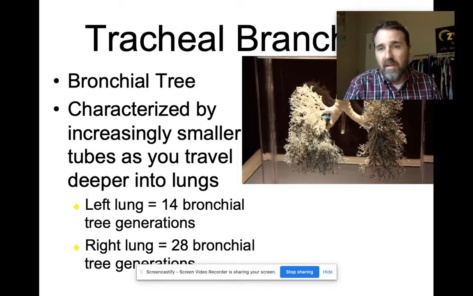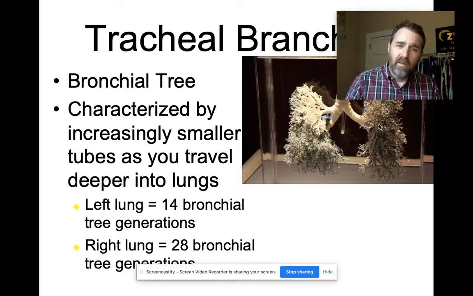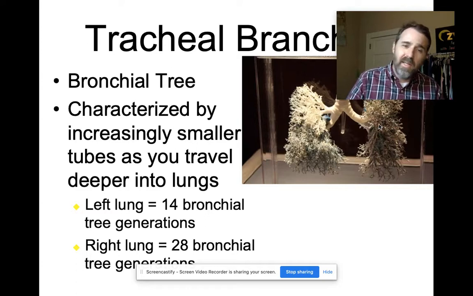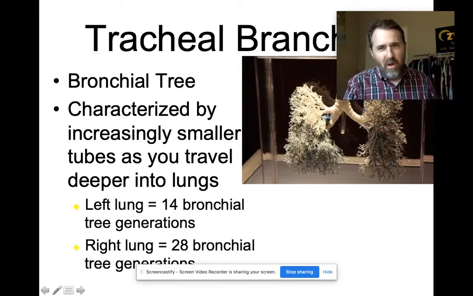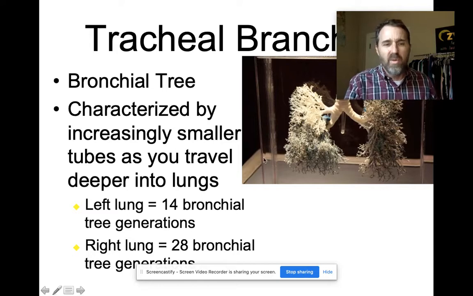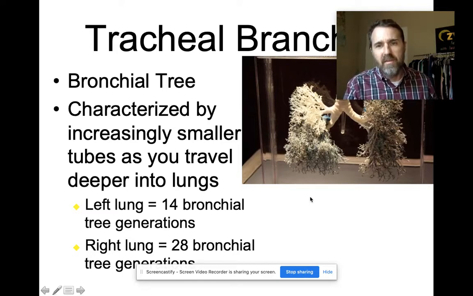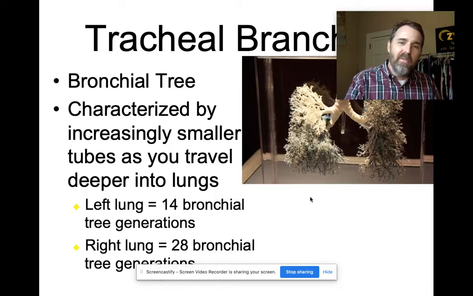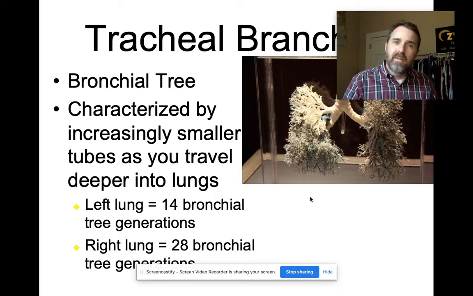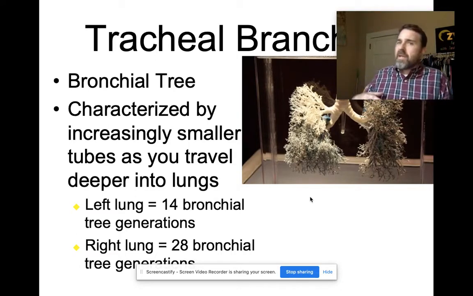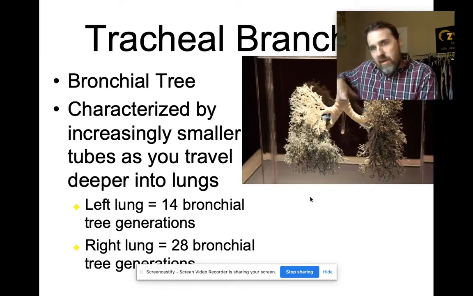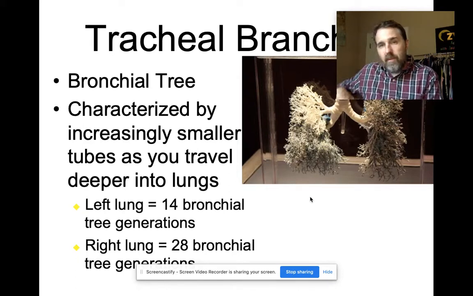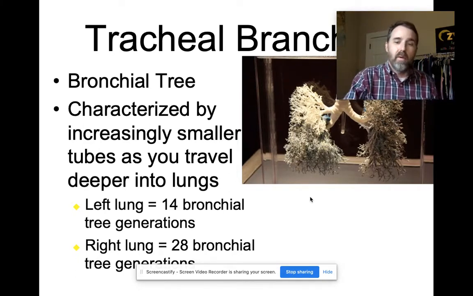The left lung, which is smaller than the right lung, has only 14 bronchial tree divisions. The right lung, which is a bit larger and more developed than the left lung, has 28 bronchial tree divisions. And in part, this is because the left lung has to share space with the heart. The left lung is sitting there sort of like this with the heart, sharing space. The right lung has the entire right side of the thorax to fill out.